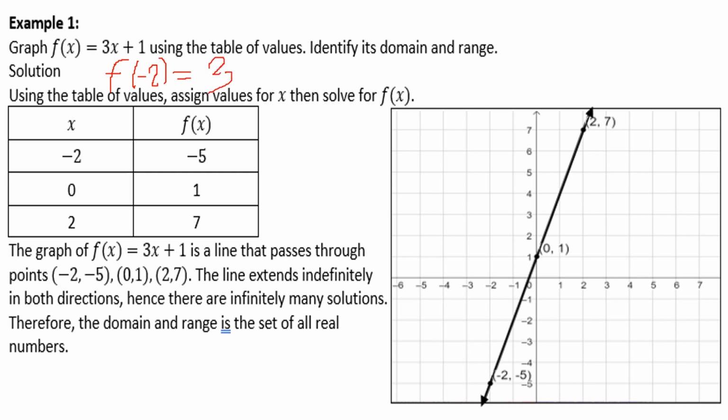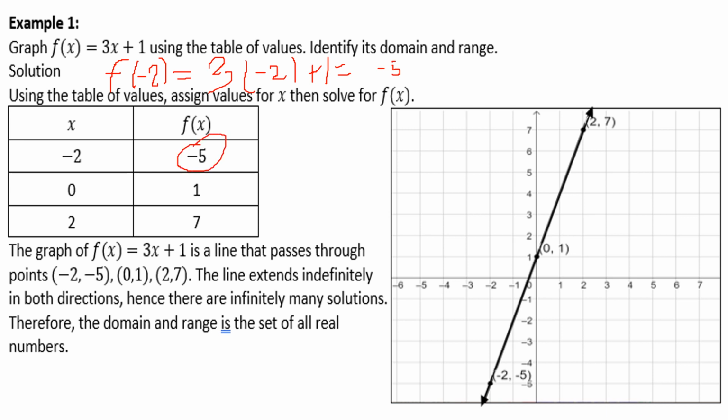So, we substitute there x, which is negative 2, into 3x plus 1, equals, okay. So, 3 times negative 2, that is negative 6. Negative 6 plus 1, that is negative 5. So, that's why we got negative 5.